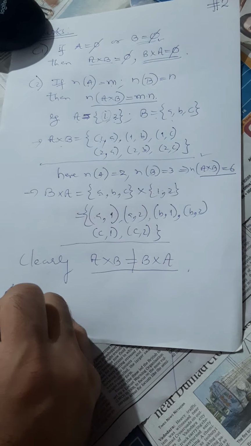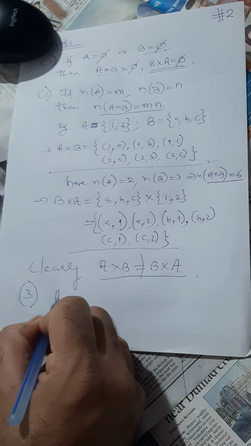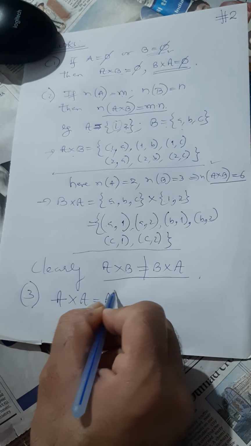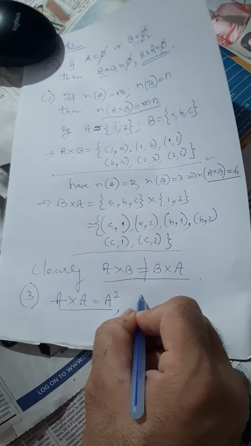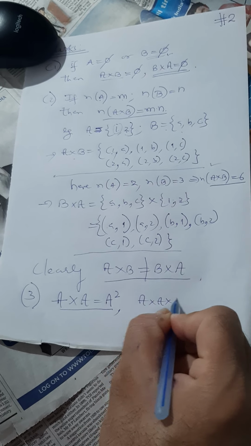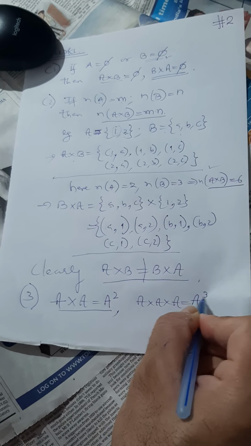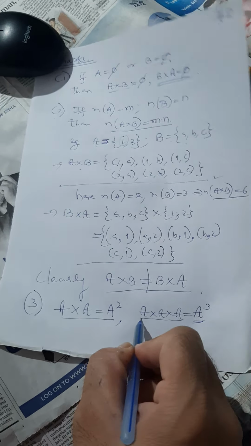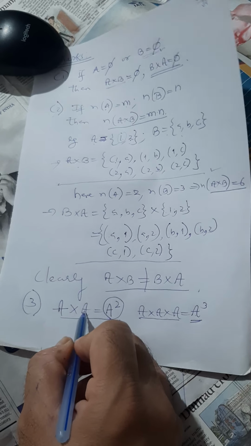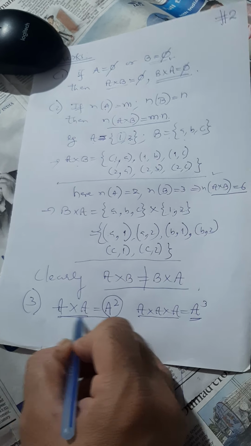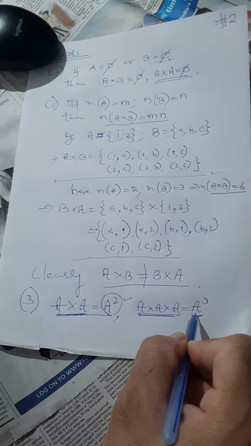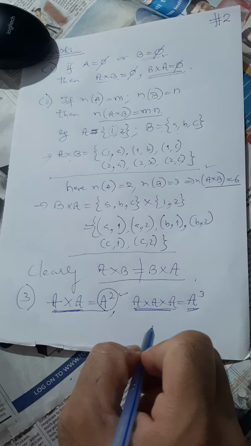Now if I go to the third one, usually if you have A cross A, we write it as A square in sets. If you have A cross A cross A, we write usually as A cube. So A cube means the cross product of A with itself 3 times, and A square means the cross product of A with itself. So this is A cross A, which is A square, and A cross A cross A, which is A cube.